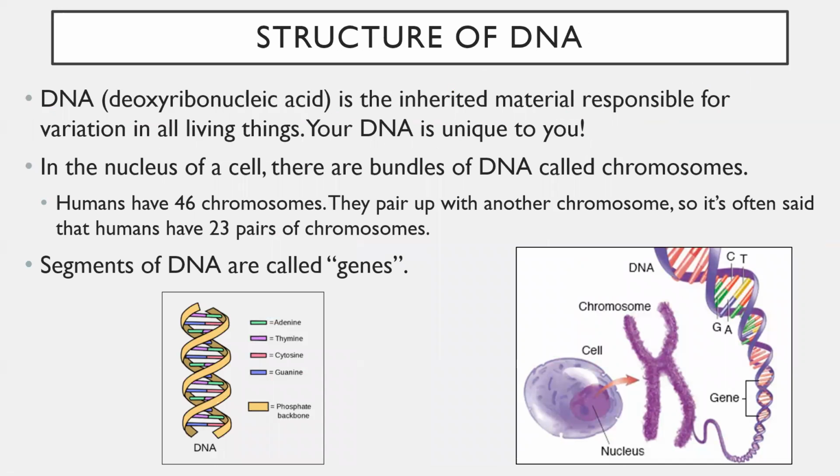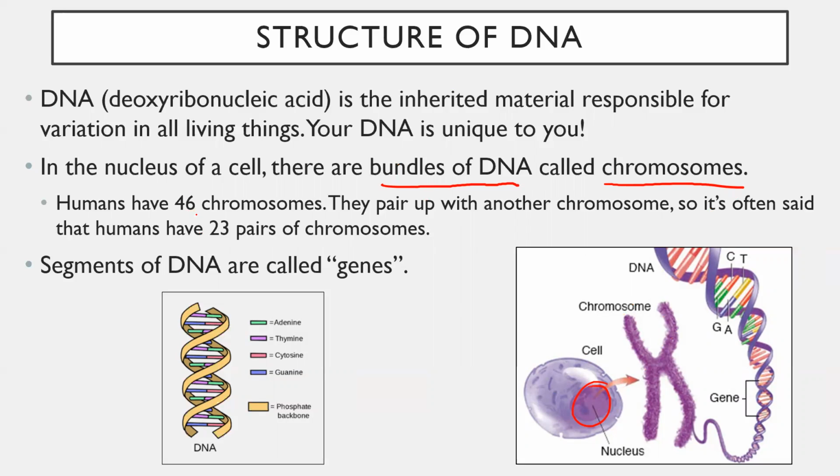Structure of DNA, this is also really important for us to understand. I know I really drilled this in, but it's been a while since we learned it, so you've probably forgotten, and that's okay. But DNA, which stands for deoxyribonucleic acid, is the inherited material responsible for variation in all living things. Your DNA is unique to you. Now, in the nucleus of a cell, there are bundles of DNA that we call chromosomes. So a chromosome is just a big, giant bundle of wrapped up DNA.